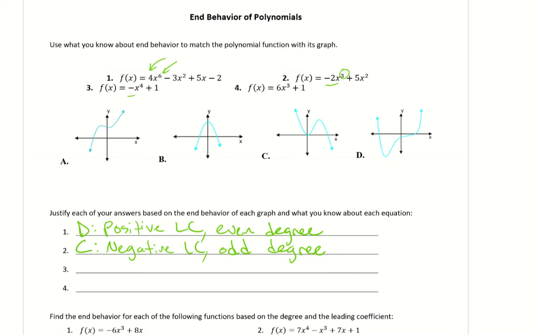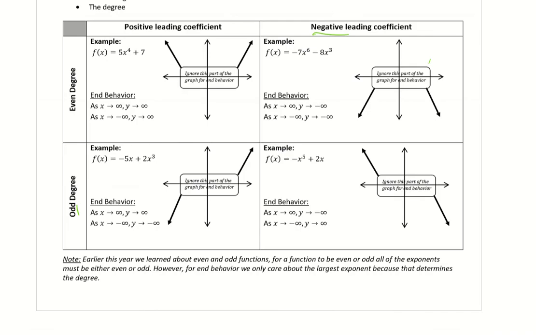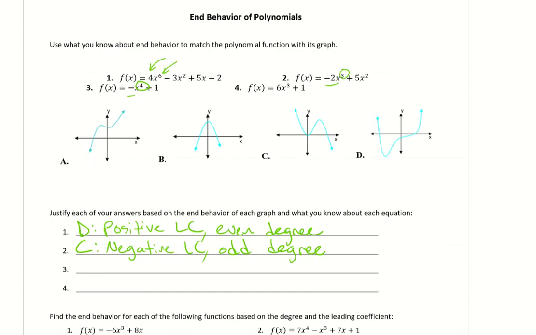Number 3 is negative leading coefficient, even degree. So looking at our notes, we're looking at negative and even. So that's going to be this one right here, negative and even, 2 arrows pointing down. So then going back, 2 arrows pointing down, that's B. And that one is B because it's negative leading coefficient and even degree. And so then the last one must be A, and that's because it's a positive leading coefficient and an odd degree.